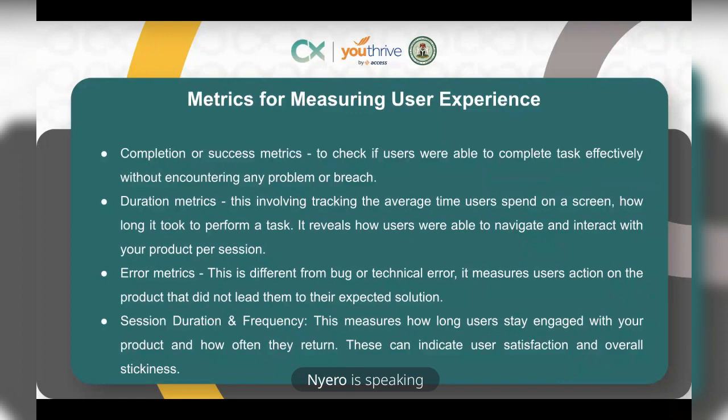Duration metrics involve tracking the average time users spend on a screen, and how long it takes to perform a task. Then you'll be wondering, how are we going to know these things? Mobile applications incorporate back-end analytics tools into the product, such as Mixpanel and Amplitude. Because of all of these tools, you are able to track events. It's called event tracking.